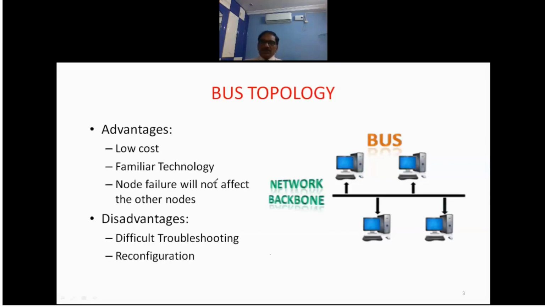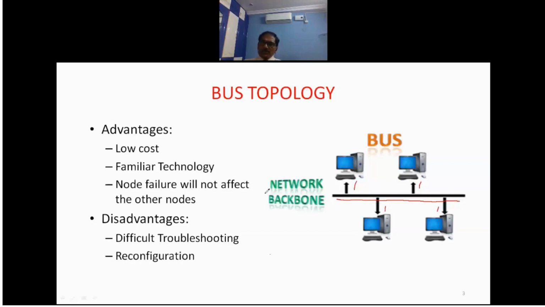All the devices are being connected. This is a common bus which we are going to call a backbone. To this backbone, all the systems are connected using the drop cable. So this is connected with a drop cable to this, a drop cable to this, a drop cable to this. As many systems as we want in the network, they are being connected like this.